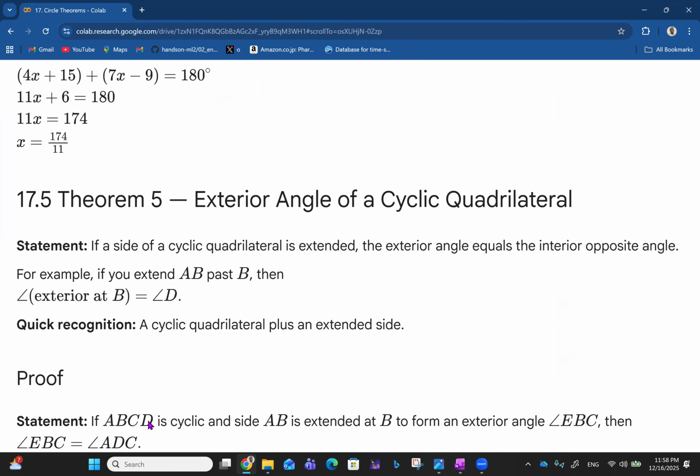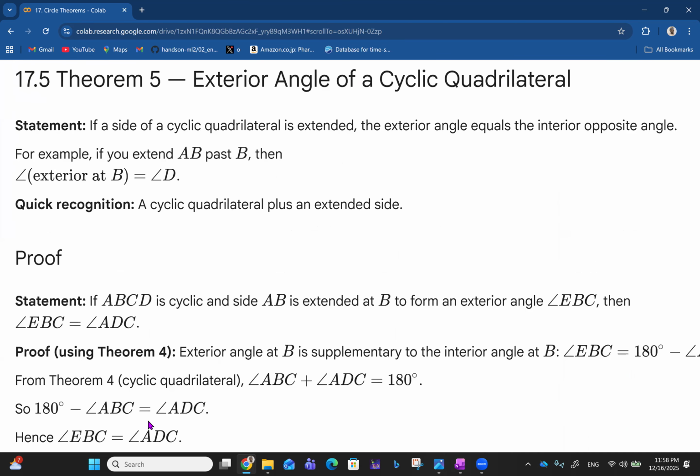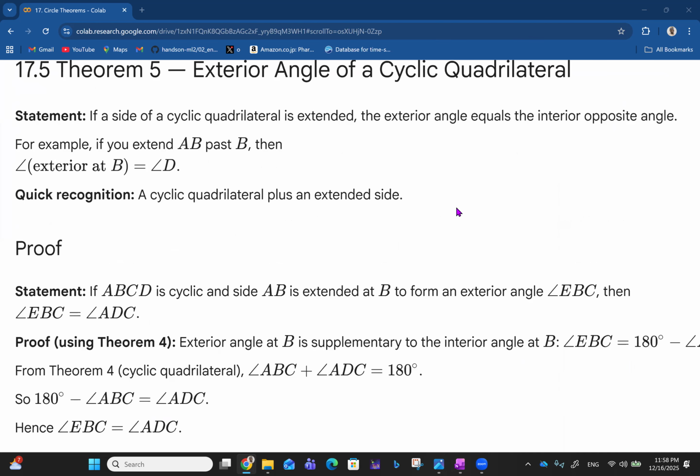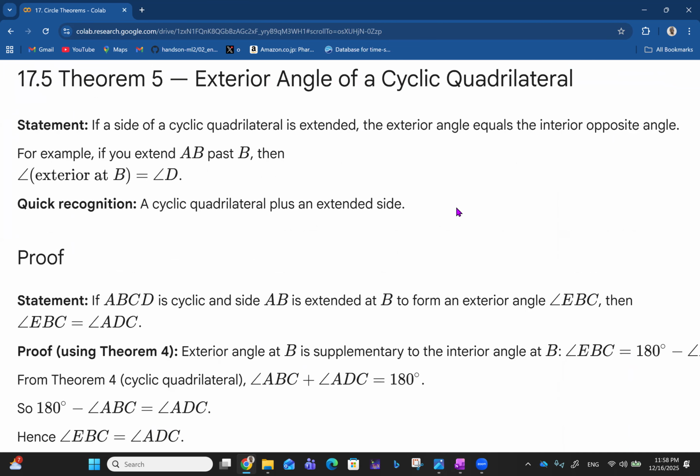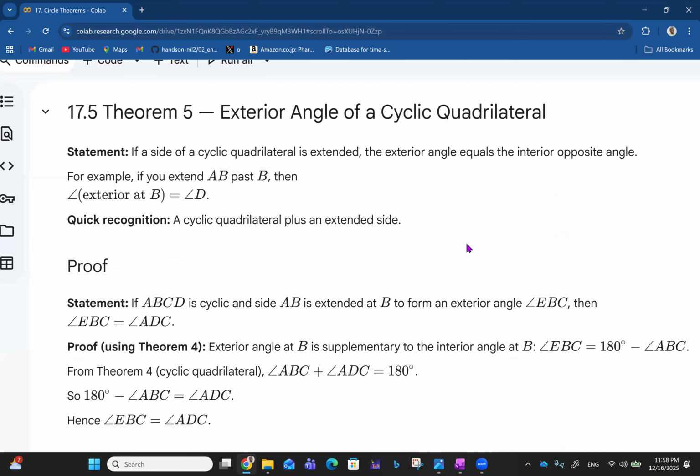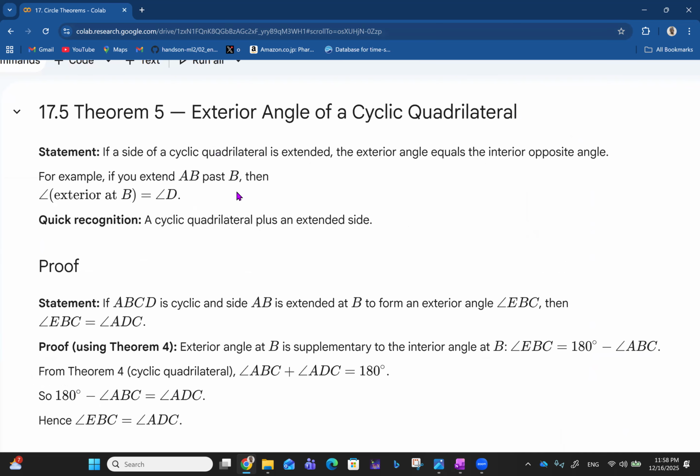So we go for theorem 5, which tells us something about the exterior angle of a cyclic quadrilateral. If a side of a cyclic quadrilateral is extended, the exterior angle equals the interior opposite angle. For example, if you extend AB past B, then the exterior angle at B is equal to D.